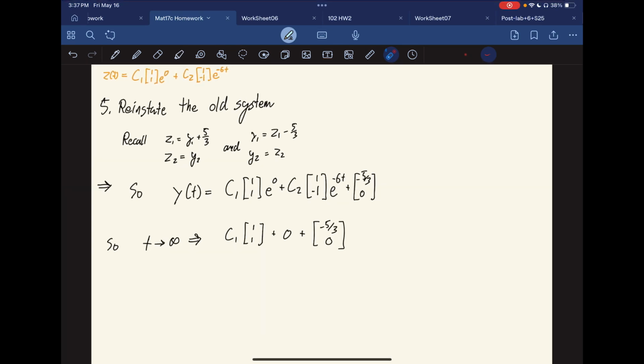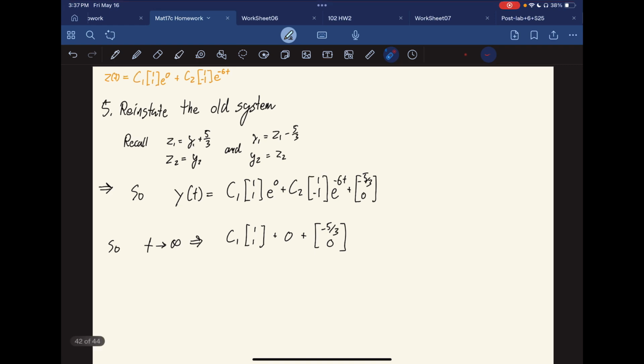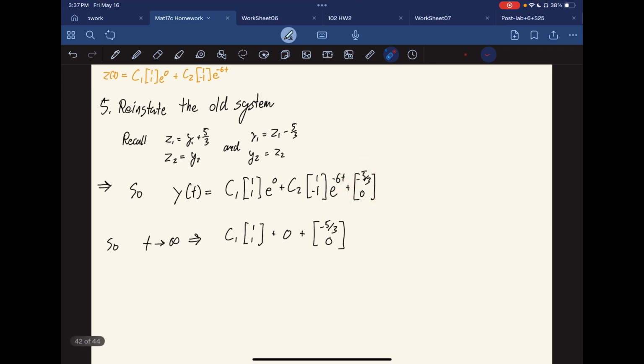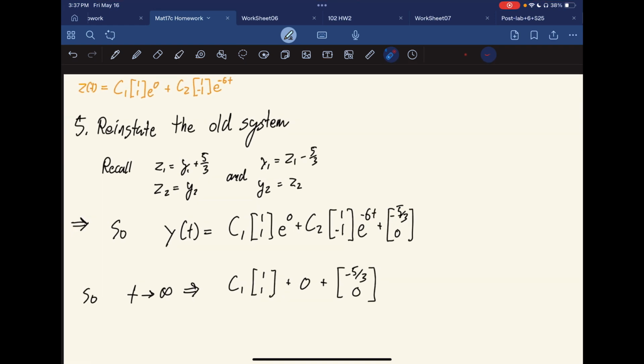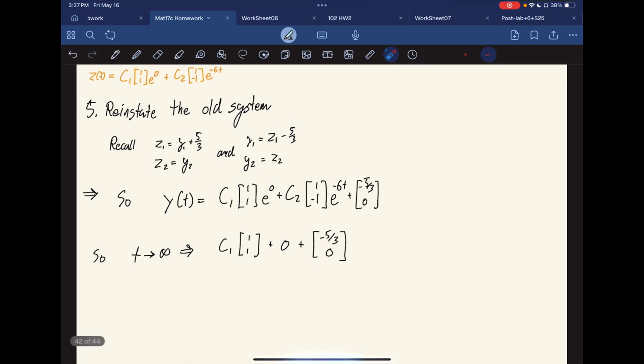In doing so, we can just take z of t, substitute it into y of t, and then we can get a whole new system such that these are just added. So perhaps I can make that more clear. z of t is equal to y of t, such that you have your endpoint.